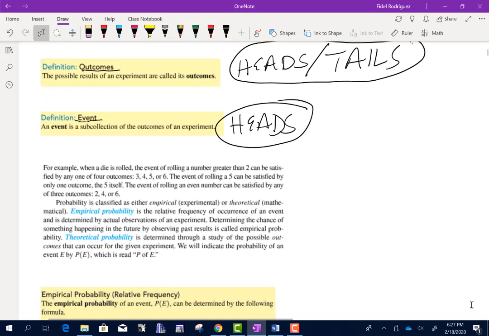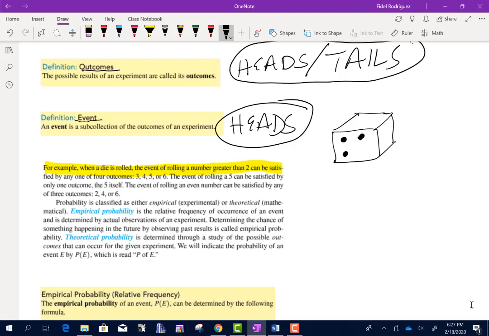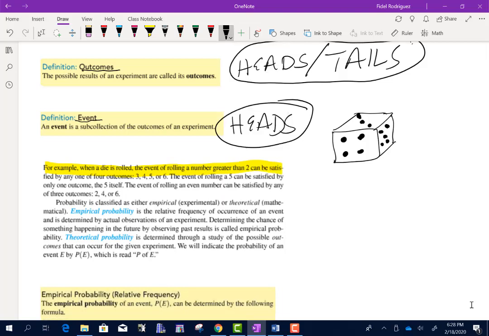So if you look here in the middle, it gives us an example, okay? When we roll a die, if you think about a die, in case you're not certain what they look like, it's going to look something like this. Maybe we have 1, 2, 3, 4 here, 2, 3, and maybe 1, 2, 3, 4, 5, something like that, right? That's what our die is going to look like.